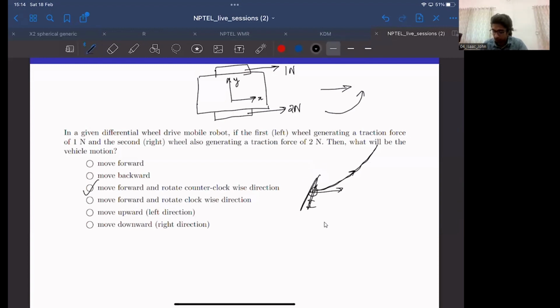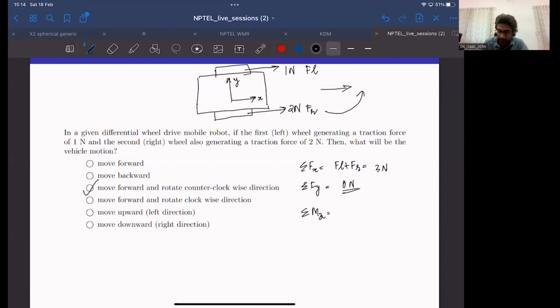But again, if you want the formal proof, if you resolve all the forces along x, y, and the moments, sigma Fx, the force along the x-axis, would be FL plus FR. Force on left wheel, this would be FL, this would be FR. So this would be 3 newtons. And the force along the y-axis, sigma Fy, would be 0 newtons.